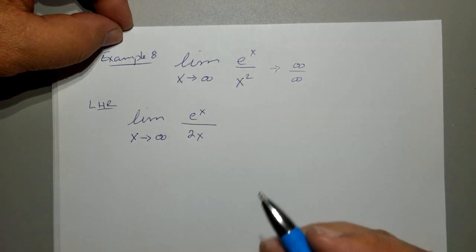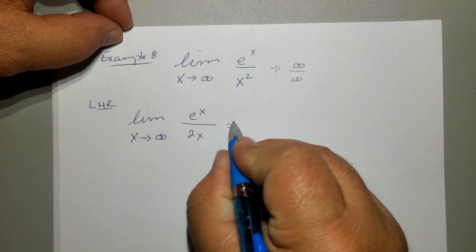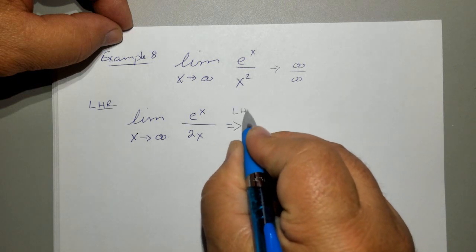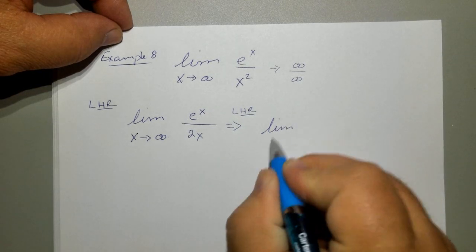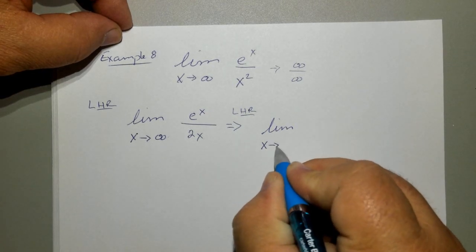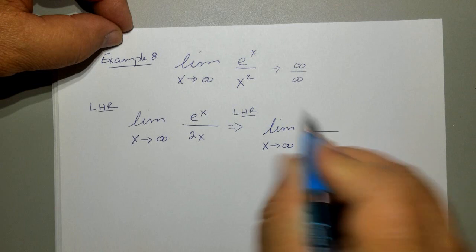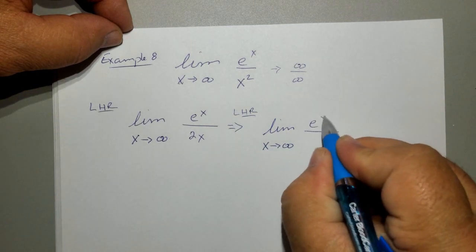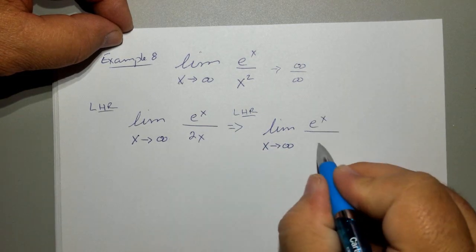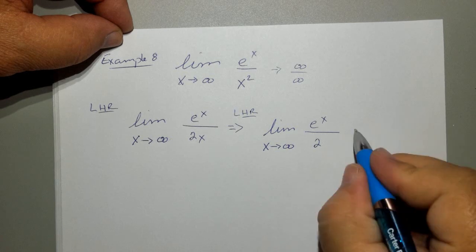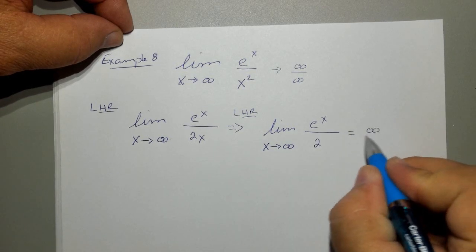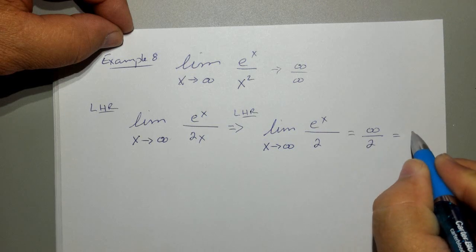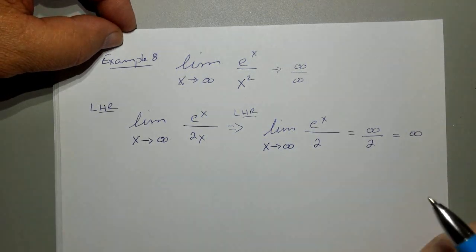They still go to infinity over infinity. So L'Hopital's rule again. The derivative of e to the power x is e to the power x. The derivative of 2x is 2. As x goes to infinity, we have infinity over 2, which equals infinity.